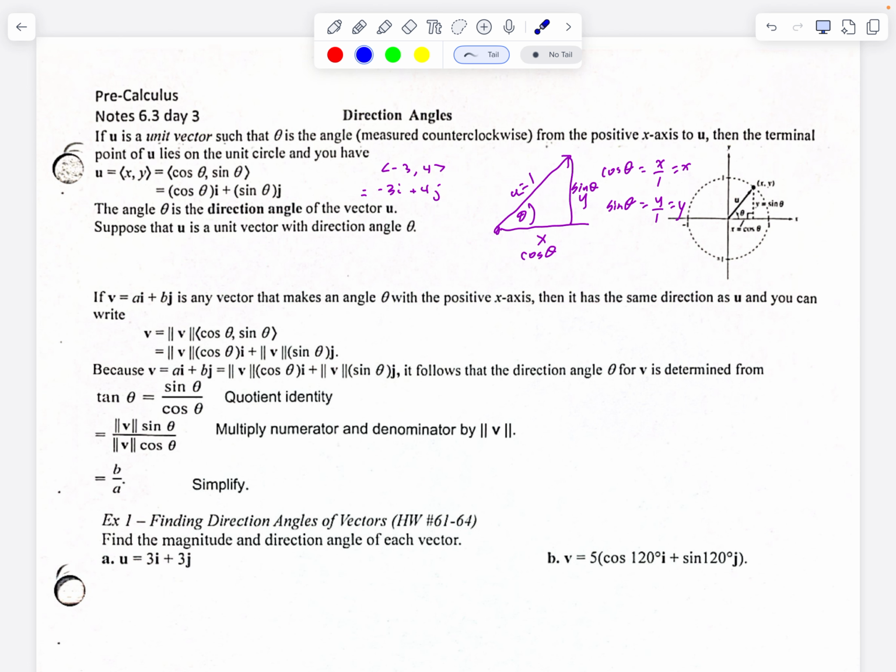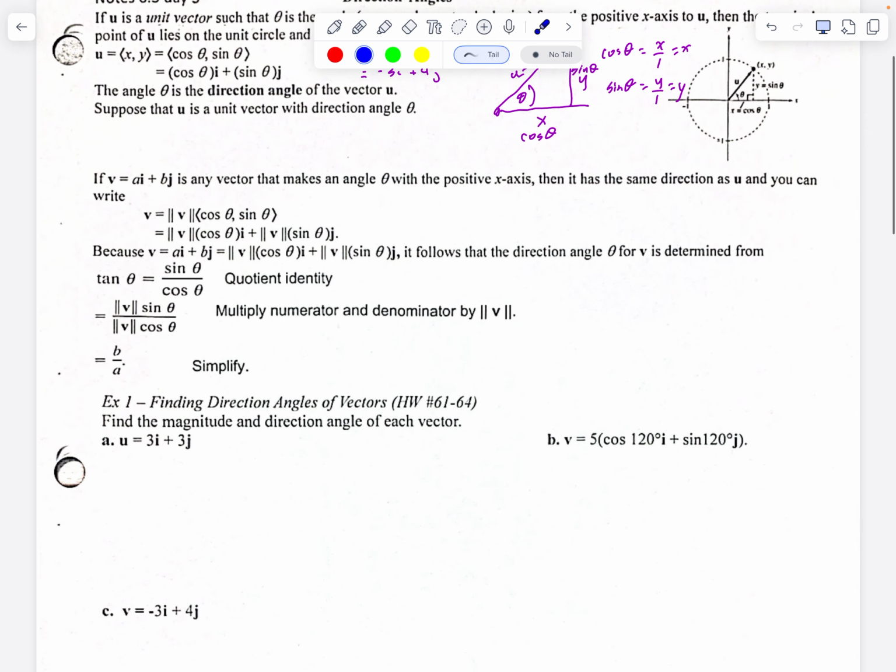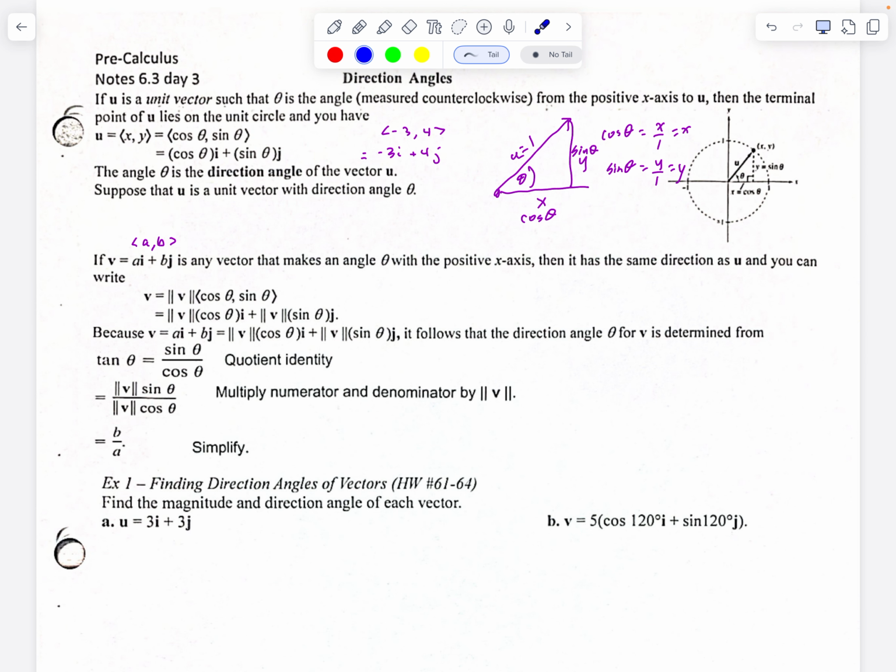So you're going to be finding direction angles for various vectors. All right, so if v is ai plus bj, that just means in component form it's a comma b. It's a vector that makes an angle of theta with the positive x-axis. Then it is going to have the same direction as u, meaning this vector makes an angle of theta. And so you can write vector v as the magnitude times the unit vector.